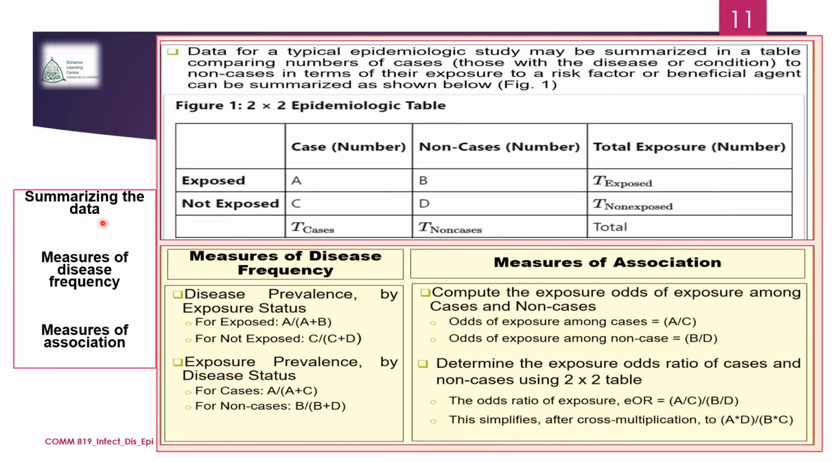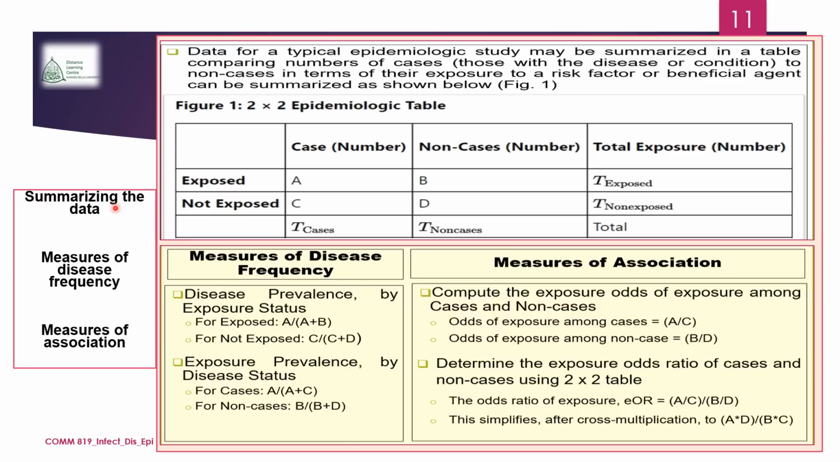Alright, and other considerations like summarizing the data. Now you've gone out to the field and you've collected all the data. Okay, so you need to summarize your data. All the descriptive data you collected, qualitative, you need to summarize them with what? Descriptive statistics. Then measures of disease frequency, then measures of association. Okay, all these are important considerations.